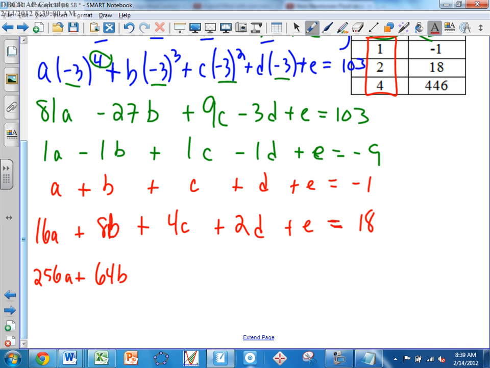Good. 4 to the 3rd is 64. 4 squared is 16. So here's your matrix, everybody.